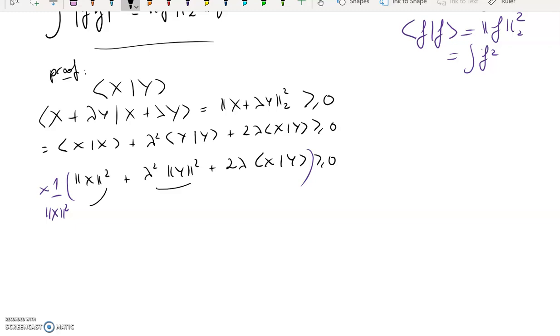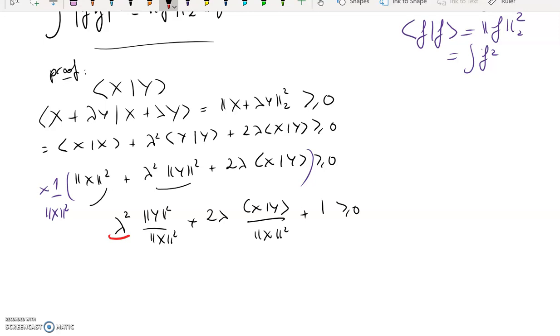I will get lambda square times y square divided by x square, and I get 2 lambda x y divided by x square. So let me rewrite this in that order: lambda square y square divided by x square plus 2 lambda x y divided by x square, and I still have the 1 that comes from the first term. What are we going to say? This looks like a polynomial in lambda: lambda square plus lambda times something plus a constant.